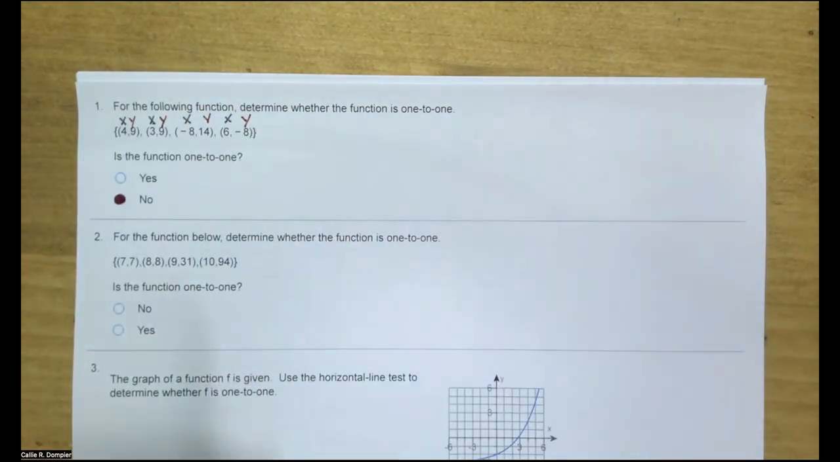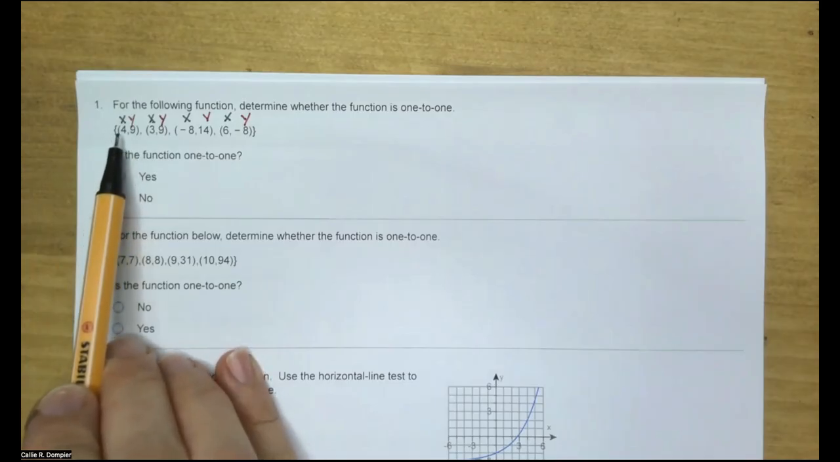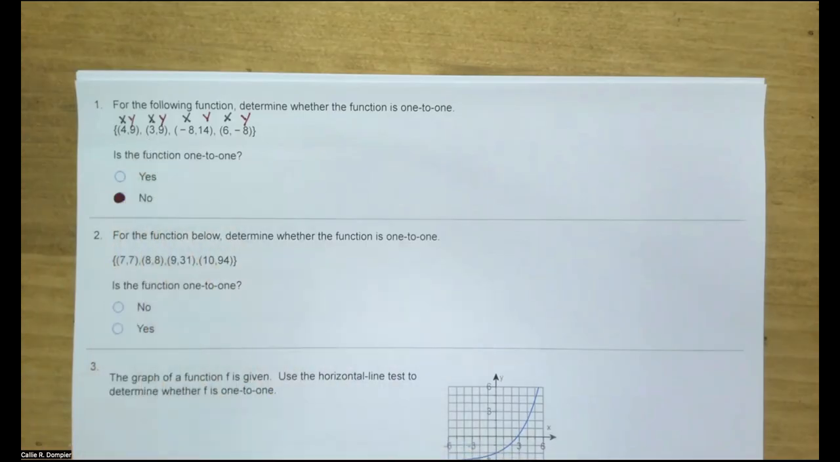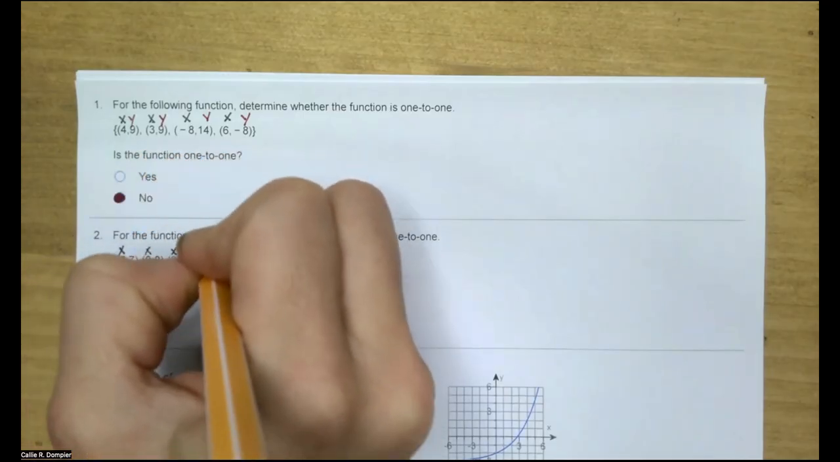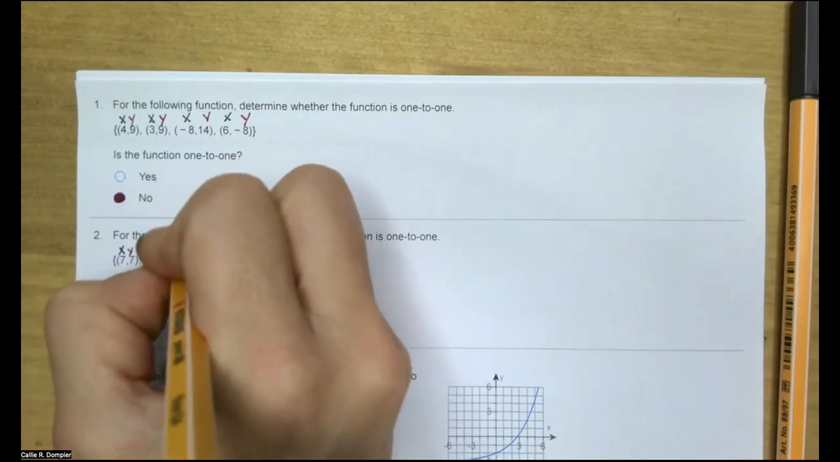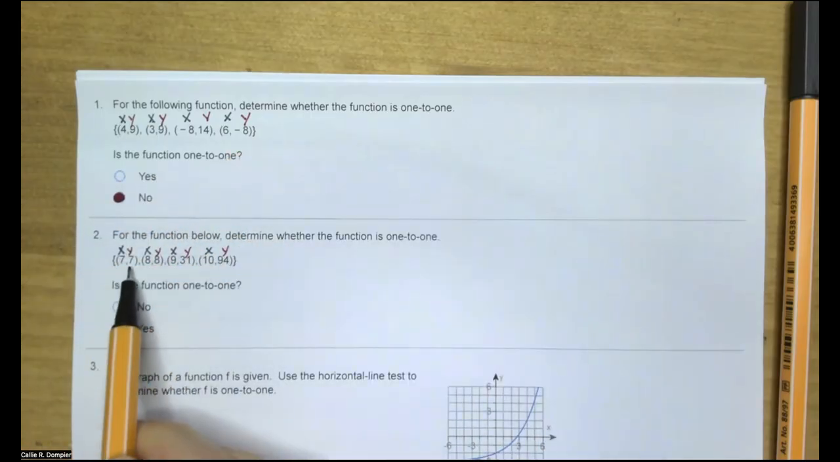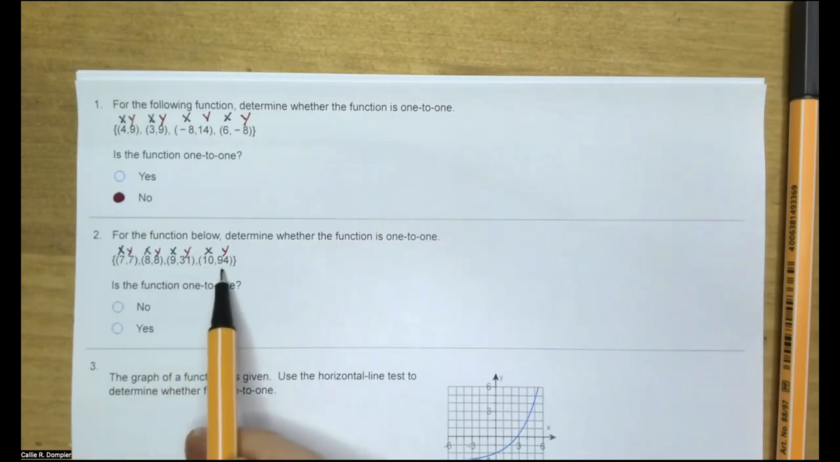Each unique x value has to have a unique y value. So if 4 goes to 9, 3 cannot go to 9 unless it is not one-to-one. We're going to do the same thing here. So the first number in the pair is our x value. The second number is our y value. 7 goes to 7, 8 maps to 8, 9 maps to 31, and 10 maps to 94. That is a one-to-one function because each input has its own output.